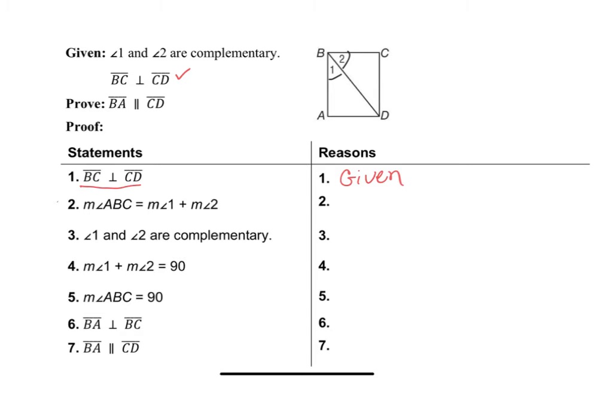So that's given. Then I have a statement saying angle ABC is equal to the measure of angle 1 plus angle 2. This was not given, so I'm going to see if that's coming from my picture. So I have angle 1 and angle 2 right next to each other, and ABC is that angle formed. So based on the picture, if I'm saying angle 1 plus angle 2 equals the larger angle ABC, I am adding angles, so that's the angle addition postulate.